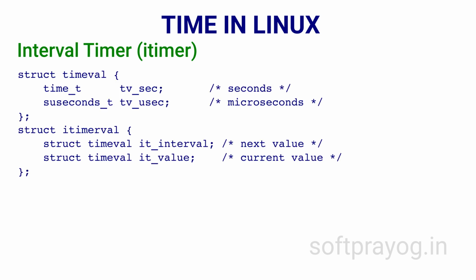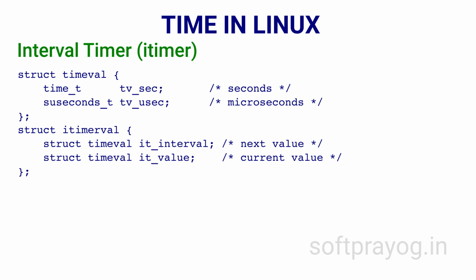Interval timer system calls use these structures. Struct timeval has tv_sec, which is seconds, and tv_usec, which is in microseconds. Struct itimerval has two timeval structures. it_interval is the next value for the timer, and it_value is the current value of the timer. That is, it will decrement it_value.